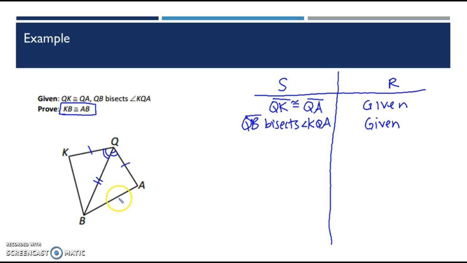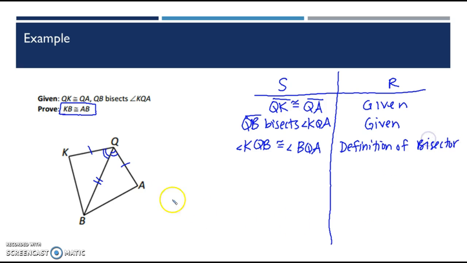So now I'm going to add all of this to my proof. KQ and QA is already in there because of the given. Then I was able to label these two angles here to be congruent because of what it means to be a bisector, or for something to be bisected. So I need to add that in here and say that angle KQB is congruent to angle BQA because of the definition of a bisector. And then the last thing I labeled was this reflexive property down the middle. So we can say QB is congruent to QB because of the reflexive property.